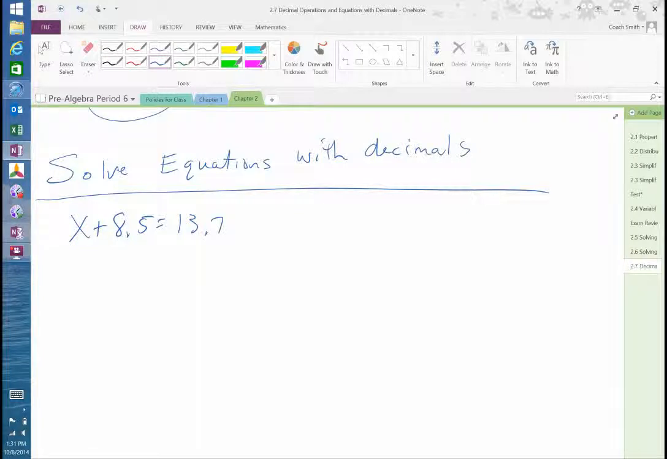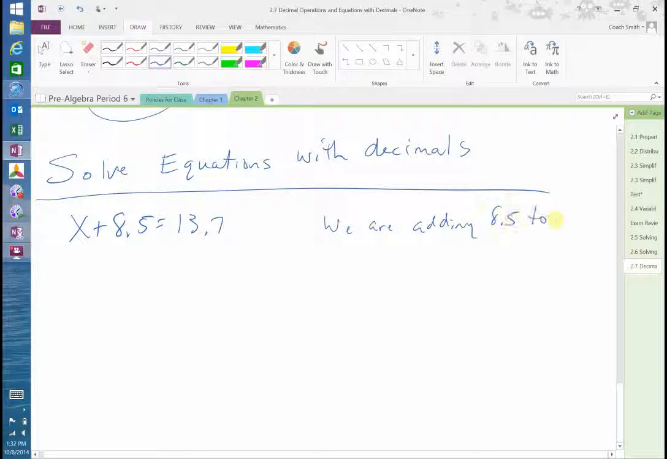Now, same thing we did the other day. Okay? You're doing the inverse operation of whatever you're doing to x. Okay, here we're adding 8.5 to x. Okay? So we are adding 8.5 to the variable x.